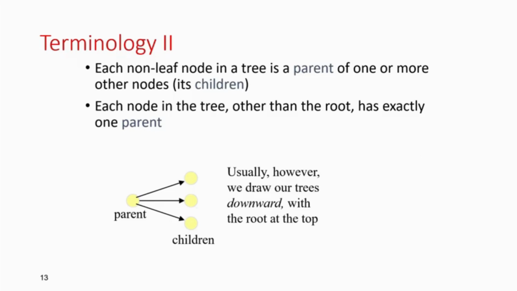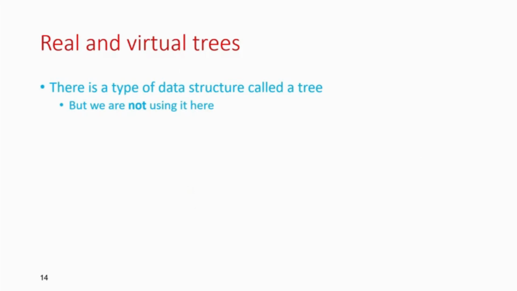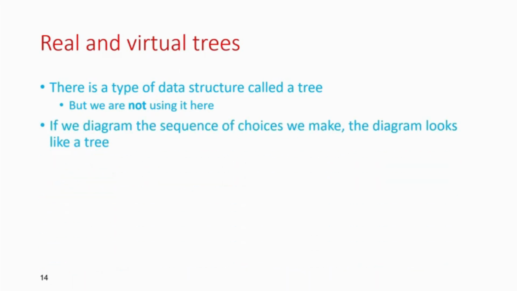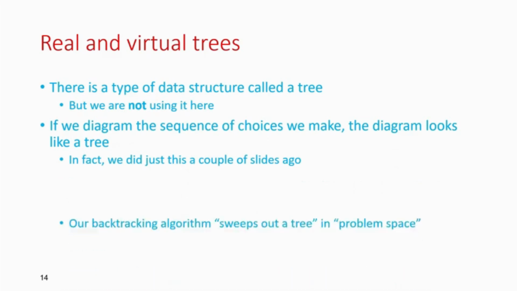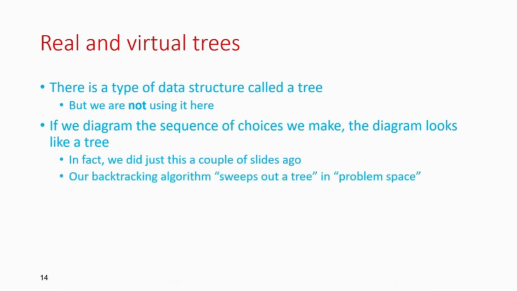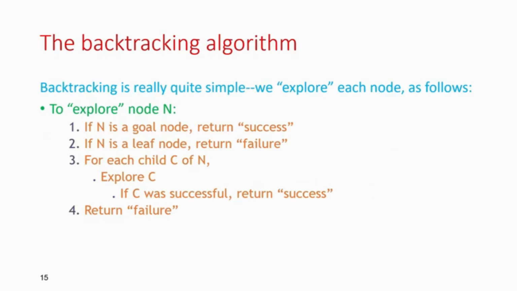Usually, however, we draw our tree downwards with the root at the top, so we have parent to children, and we can easily travel on it. We have real and virtual trees. There is a type of data structure called a tree, but we are not using it here. But if a diagram is a sequence of the choices we make, the diagram looks like a tree. In fact, we did just this a couple of slides ago.